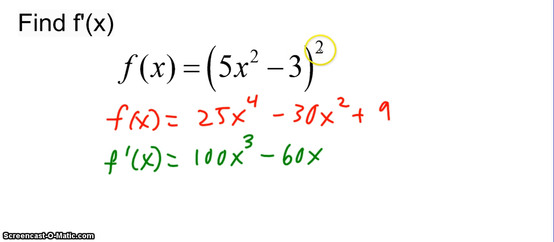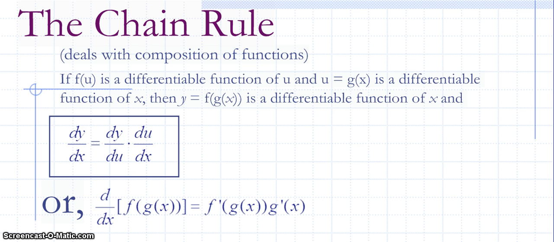But what if instead of 2, this was 20? I do not want to multiply that out. So there's got to be a better way. Yes, there is. Look at that, set myself up. It was nice. So that's where the chain rule comes in.